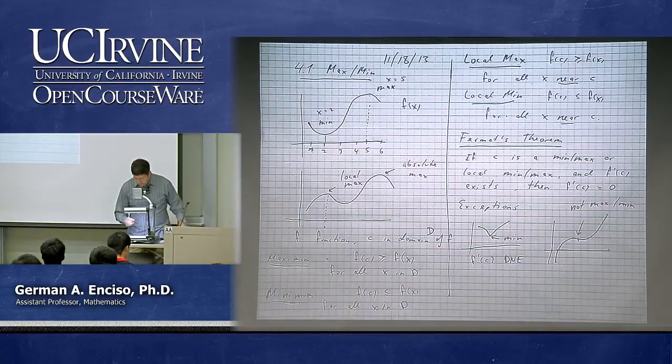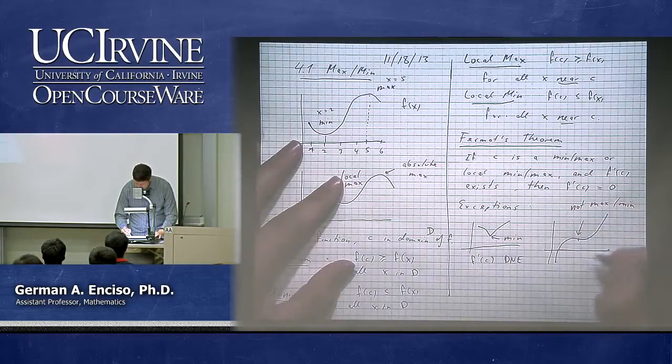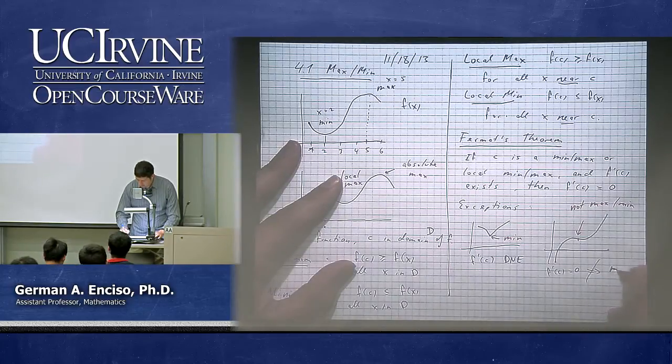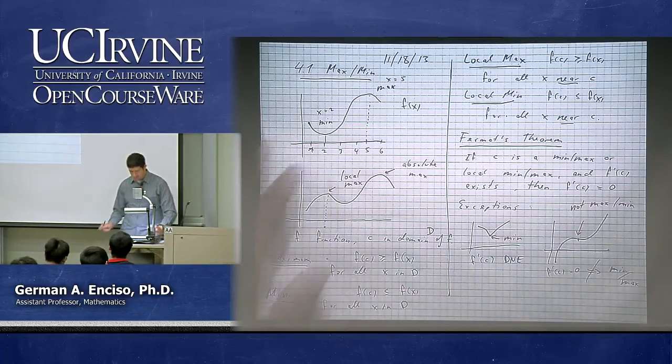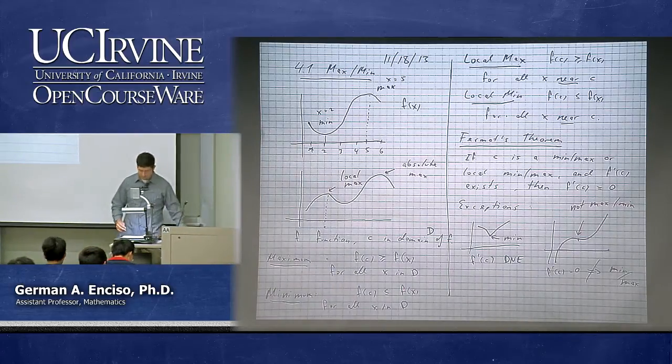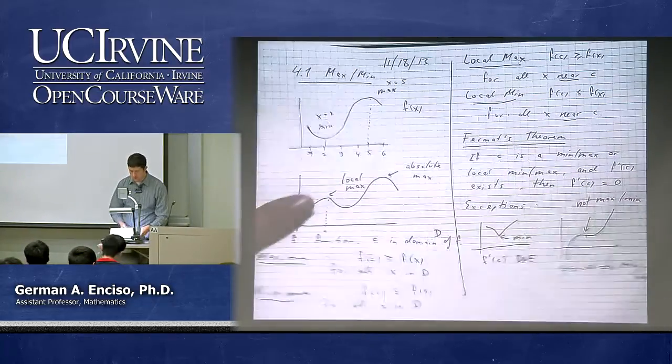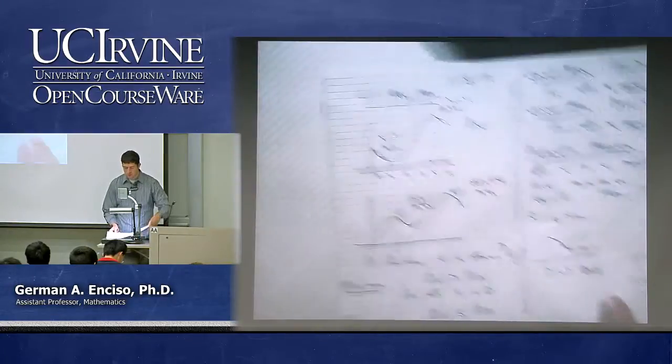So I'm going to write here, this is an example showing that f prime of c equal to 0 does not imply that you have a min or a max. And I really should not say exceptions. I should say more like warnings. These are not exceptions to the theorem. The theorem is true no matter what.